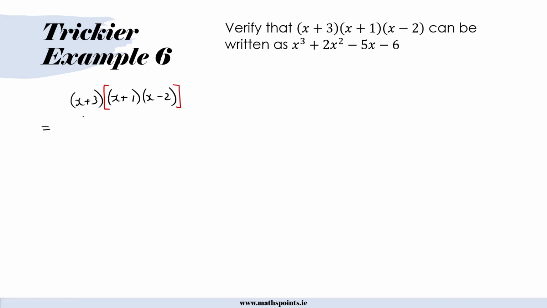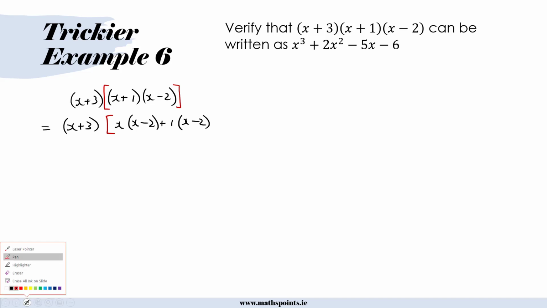And then when that's done, I'll multiply it by the x plus 3, which I'm just going to leave outside the red bracket for the entirety of the first few lines of the sum. So opening up what's inside the red bracket, I have x on x minus 2 plus 1 on x minus 2. So I've just opened up the first bracket, x plus 1, and multiplied it by each of the terms in the second bracket. Okay, so again, keeping the x plus 3 out in front for the first few lines of the sum.